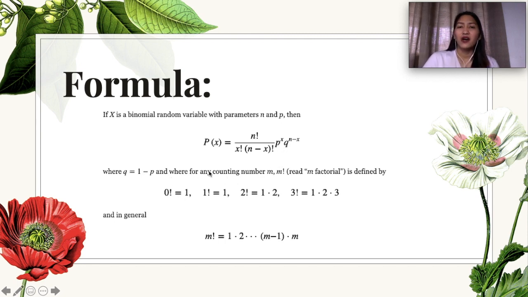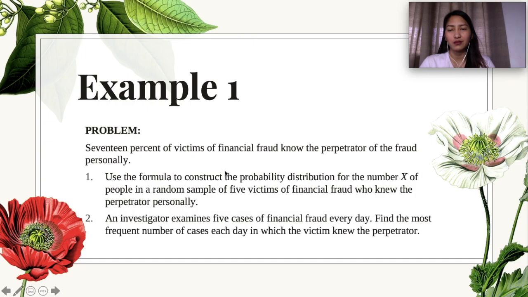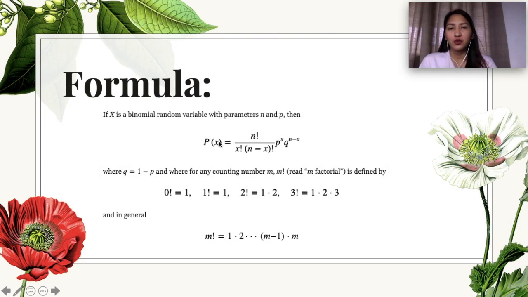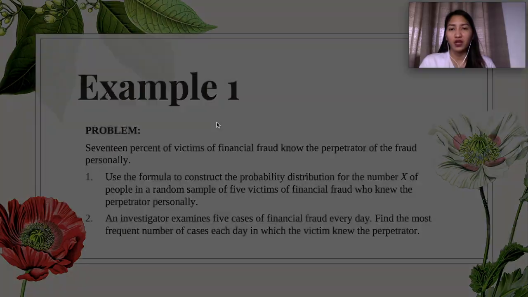Where for any counting number m, factorial is defined by, so ganito natin i-solve yung ating factorial. Kung 0 factorial yan, automatic, ang value niya is 1. Kung 1 factorial, so 1 then. Kapag 2 factorial, 1 times 2. Kapag 3 factorial, 1 times 2 times 3. Kapag 4 factorial, that is 1 times 2 times 3 times 4. Okay, so that's how you solve factorials. Okay, so you have to be familiar with this formula.